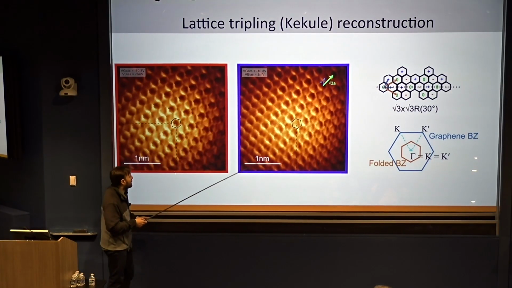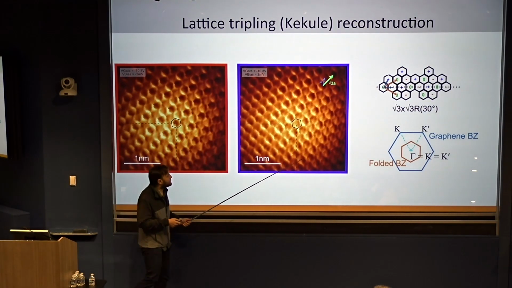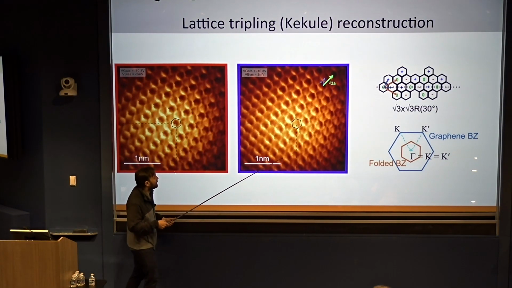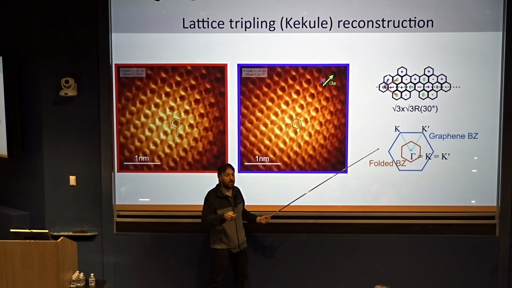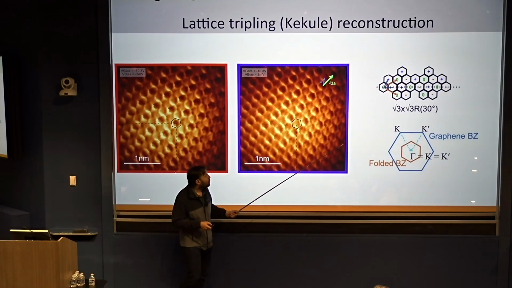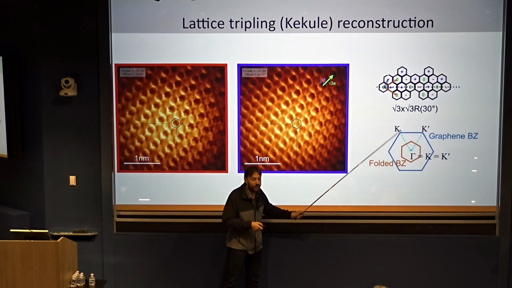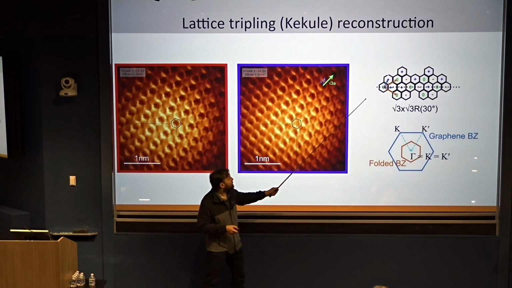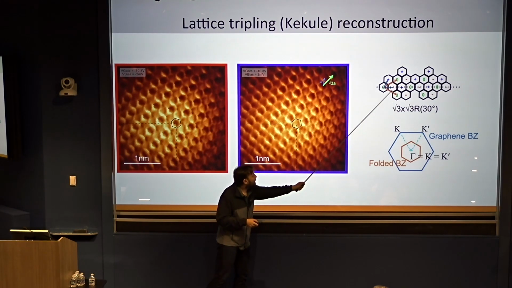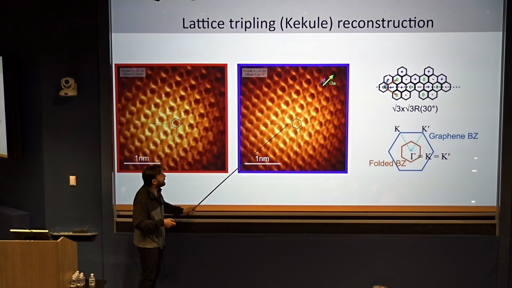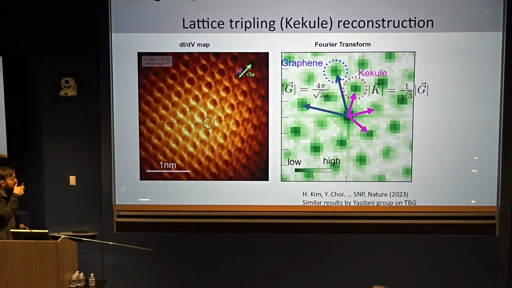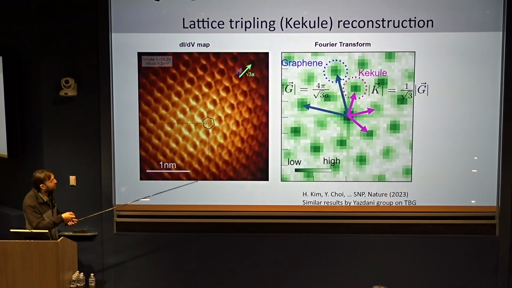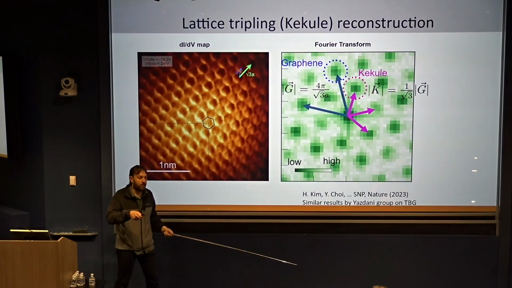There is something that happens here, and if you want to assign a Q vector corresponding to this change, this is known in the field as square root 3 by square root 3, or Kekulé reconstruction, where in momentum space you have a folding of the Brillouin zone. Essentially what you see here is that not all of these hexagons coming from the STM image are the same. The way to see this clearly is to take this image, do a Fourier transform, and then extract the periodicities that you see.